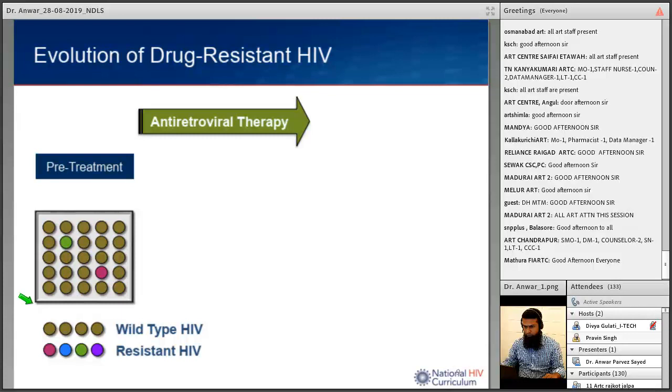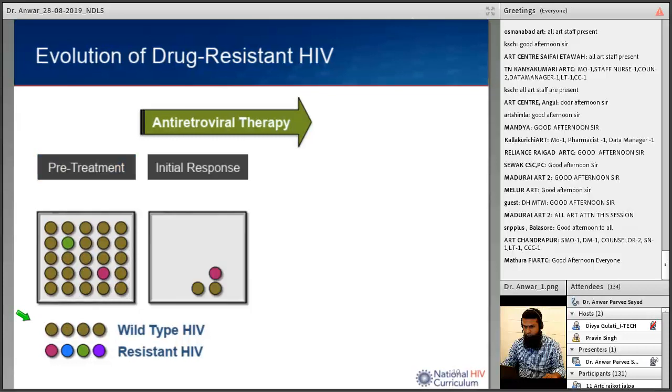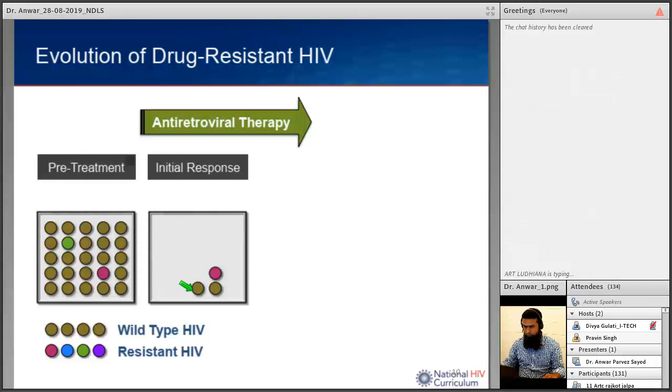Now once you start ART, which is drug sensitive drugs, we are expecting this wild virus count to go down, because ART will control the multiplication of the viruses, so new viral copies will not form and there will be a sudden drop in viral load. But as I said before, this resistant virus is usually not that fit for survival, so its number also goes down, but some strains will remain in the patient's blood.